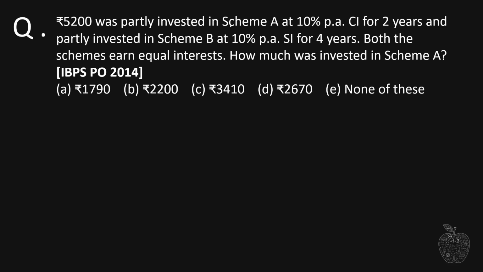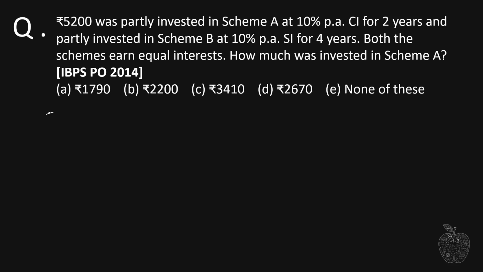5200 was partly invested in scheme A at 10% per annum compounding interest for 2 years and partly invested in scheme B at 10% per annum simple interest for 4 years. Both the schemes earn equal interest. How much was invested in scheme A?